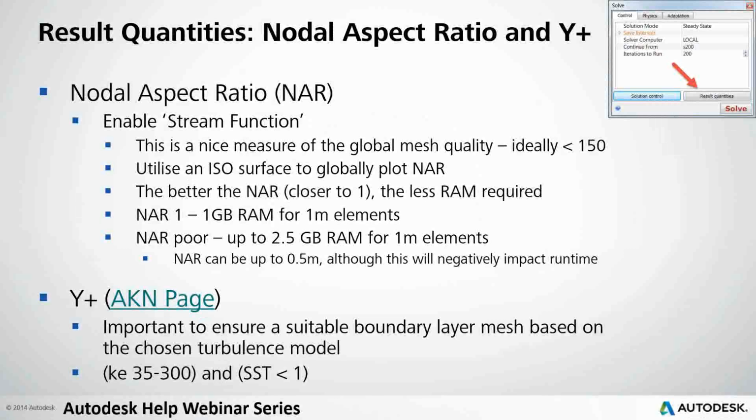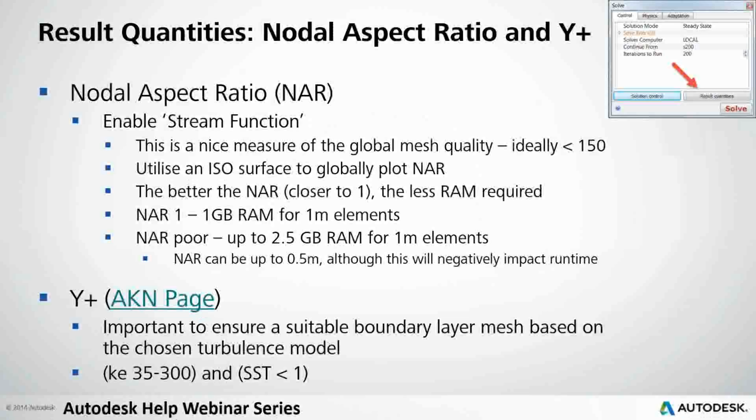For K epsilon, which is the default model, we want the Y plus value to be between 35 and 300. We don't want it to be smaller than that because the K epsilon model has its own wall function and it needs quite a large boundary layer, which is why we automatically adapt to 300.